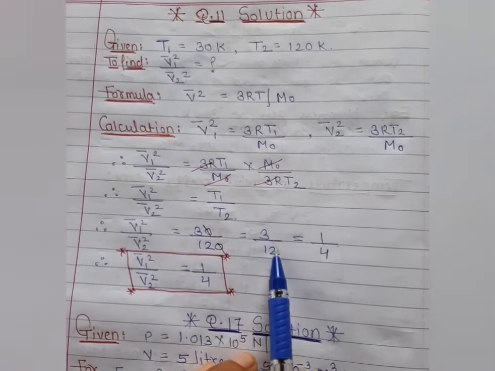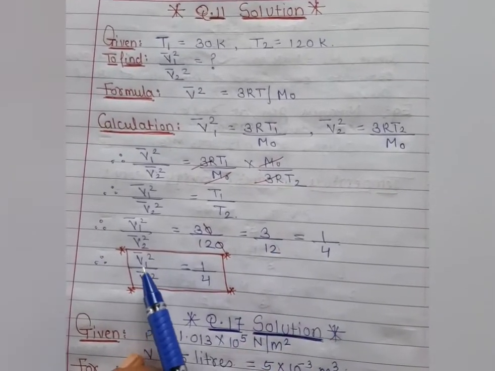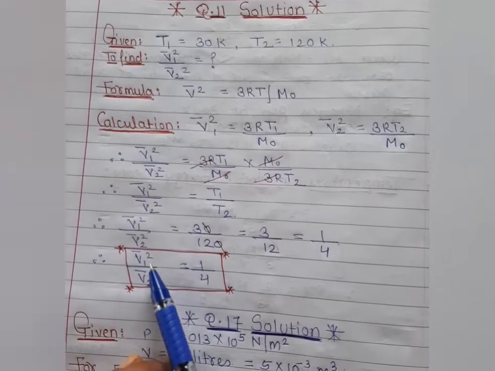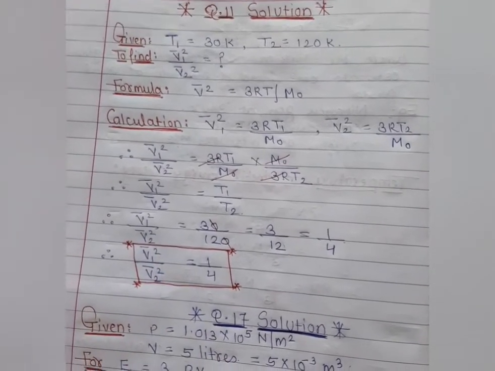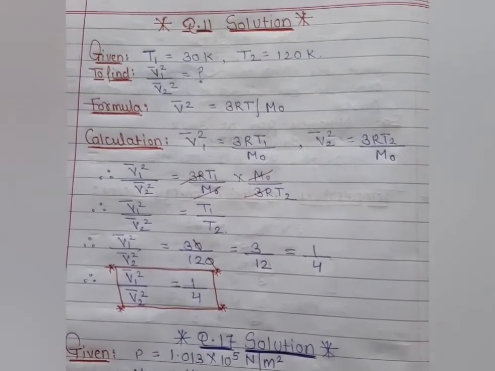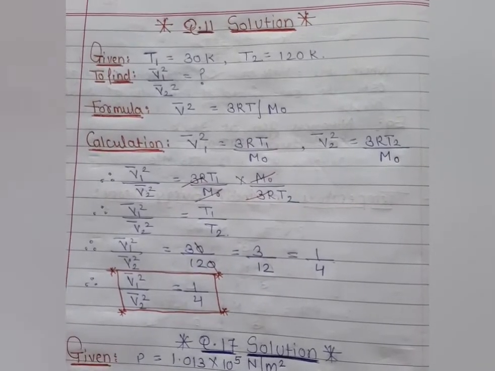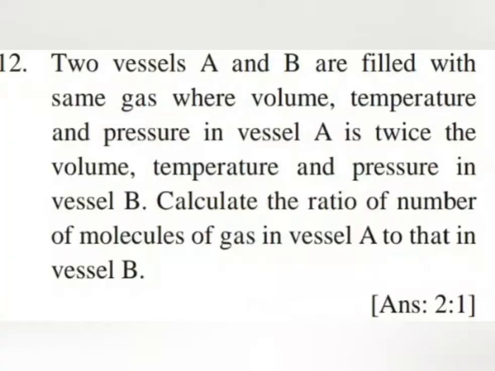So 3 1s are 3, 3 4s are 12. So here we are getting V1 square upon V2 square, the ratio of the velocity of the gas, as 1 by 4. So here we have the solution of question number 11. So let's move on, students.